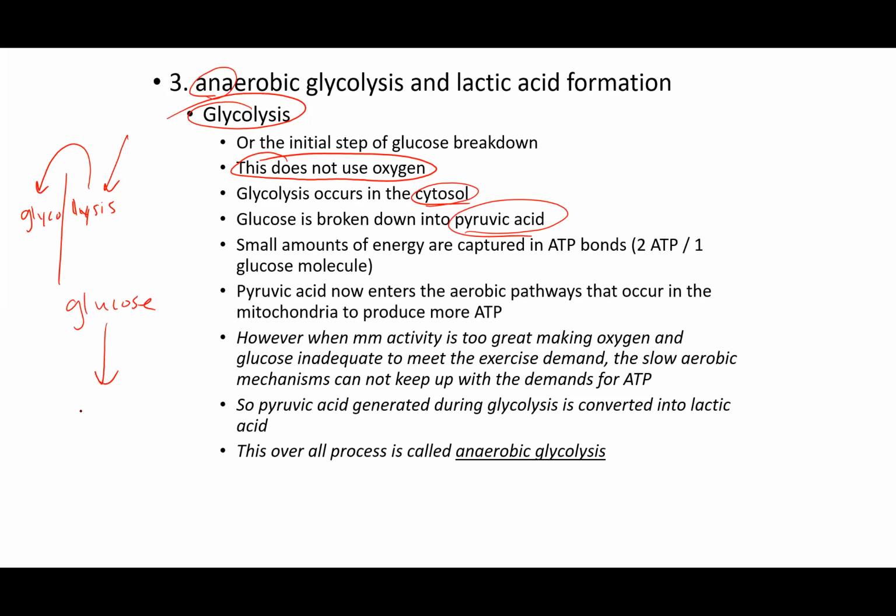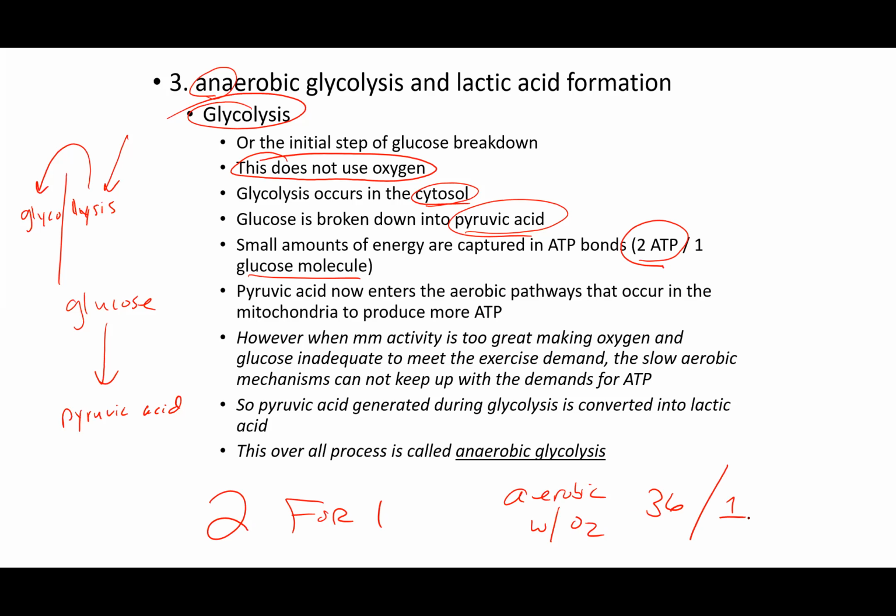Glucose is broken down into pyruvic acid. The small amounts of energy that are captured gives you 2 ATP per glucose molecule. In anaerobic, you get 2 for 1. In aerobic, which means with oxygen, you get 36 for 1. But in anaerobic, you get 2 for 1, 2 ATP per glucose molecule.